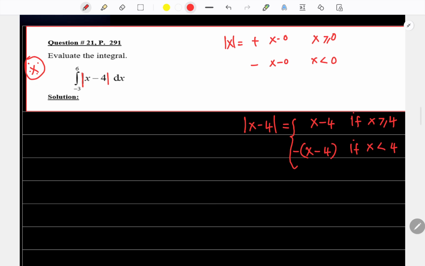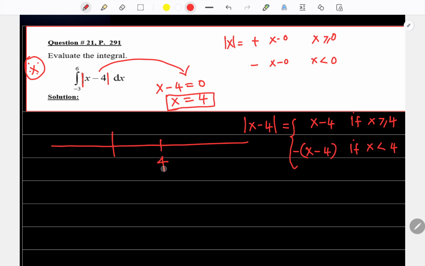So you're going to divide this interval into two parts. How are you going to divide? Because the function absolute value x minus 4 changes its behavior at the point when the expression inside becomes 0. What do you mean by inside becomes 0? You put x minus 4 equal to 0, so x is equal to 4. So the function changes its behavior only at x equal to 4. It means your interval, it is 4 here.